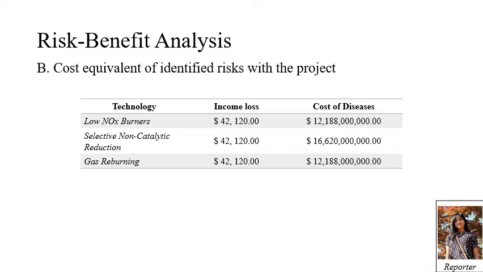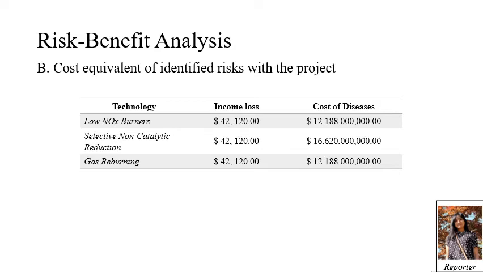From the table, the income loss for all technologies is $42,120, as earlier explained. For low NOx burners or LNBs, the approximated financial loss due to CO poisoning is $12,188,000,000, assuming that 0.5% of the city's population inhales high CO concentrations due to lack of maintenance. And the average medical expense for treating CO poisoning is $110,000 per patient.